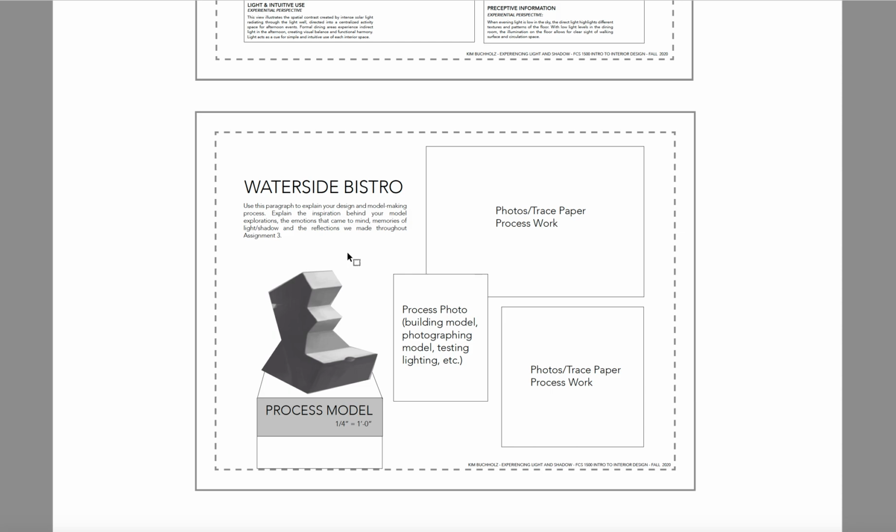And then on the right-hand side of the board, just include any process work. So it could be a large piece of trace paper with sketches all over it. It could be photos of your workspace, process photos that you did throughout the whole assignment as you worked. And on the left-hand side, that's where this shelf will come into play. You're going to create a shelf that is made out of foam core and essentially pops out of the board, provides just a little ledge for you to put your model on.